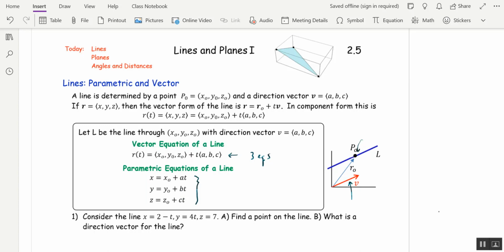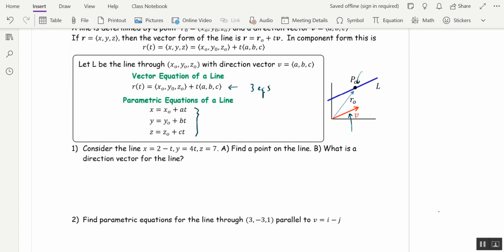And so let's solve some problems using those equations. The first one, we're given parametric equations for a line, and we want a point on the line and the direction vector for the line. Well, we can solve both of these at once. Let's write x as 2 plus -1 times t, and y as 0 plus 4 times t, and z as 7 plus 0 times t.